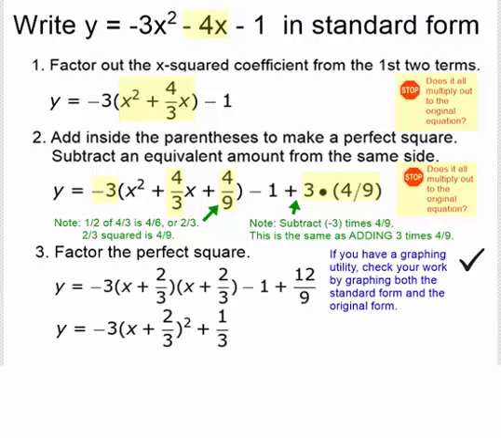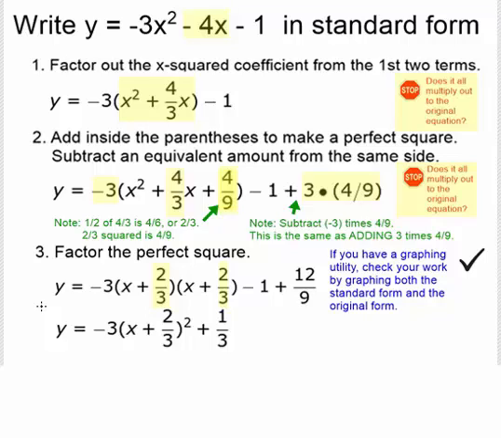Now we can factor the perfect square. And that trinomial factors as x plus 2/3 times x plus 2/3. Remember, it always is going to factor as x plus the square root of what you added inside the parentheses. The square root of 4/9 is 2/3. So we have x plus 2/3, x plus 2/3, and then we have minus 1, and then plus 12/9. We can simplify this by writing x plus 2/3 times x plus 2/3 as x plus 2/3 quantity squared.